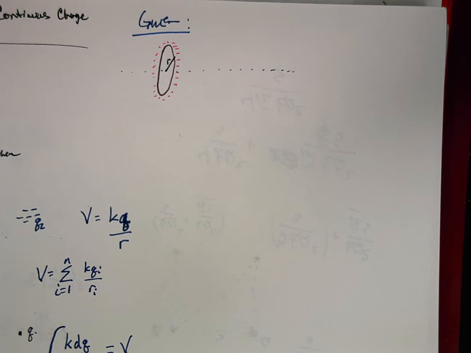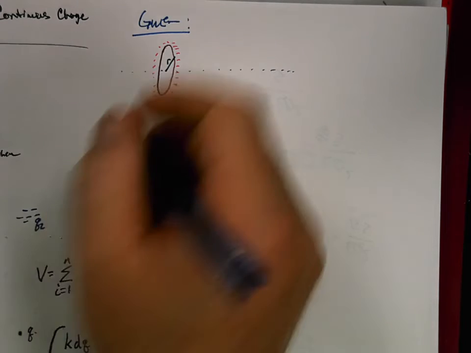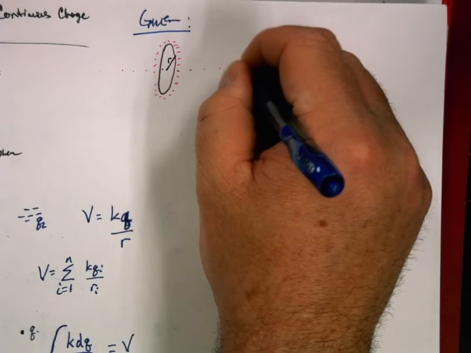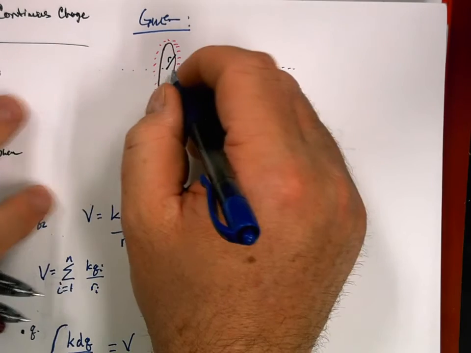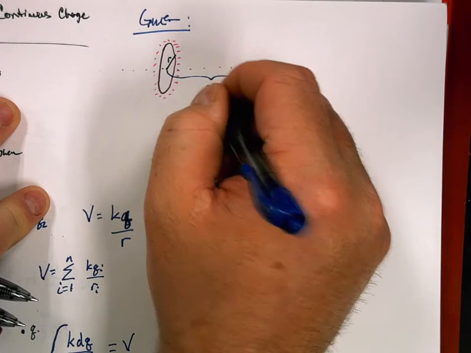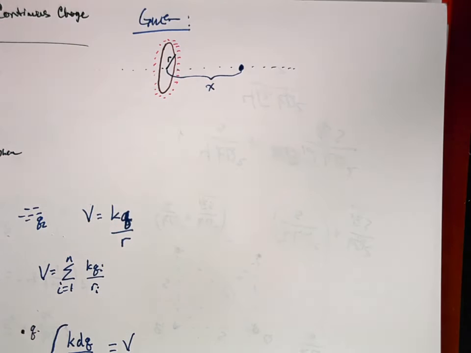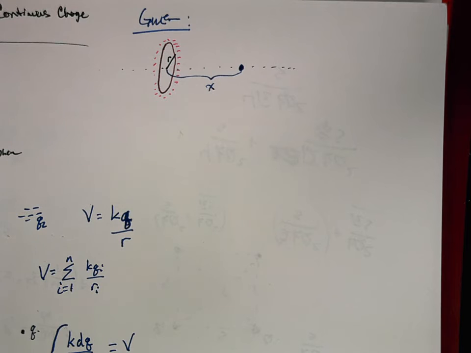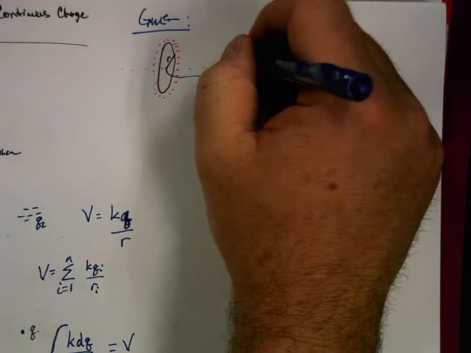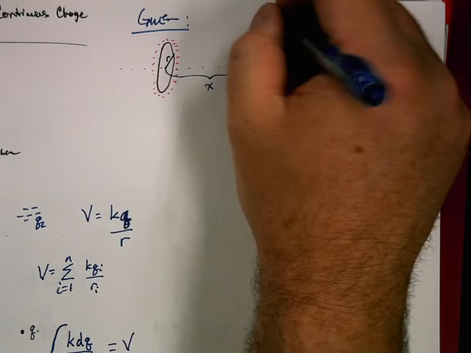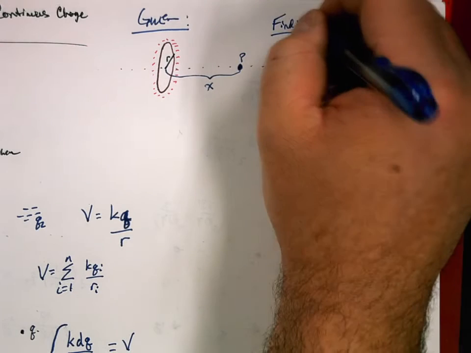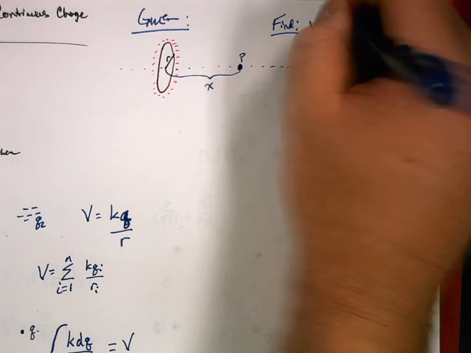Those are negative charges. And we want to find, at a spot right here that is a distance x from the plane of the ring, along the axis of the ring. You follow me here? We are on the axis of the ring, distance x away. That is our point P. We want to find the potential and the electric field.